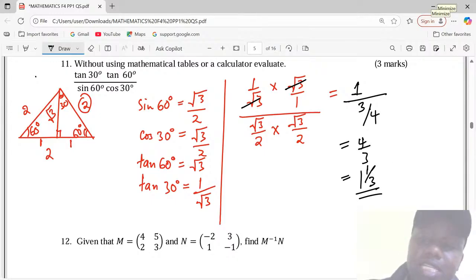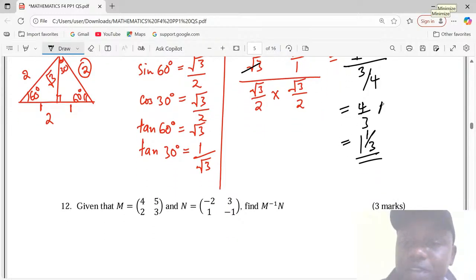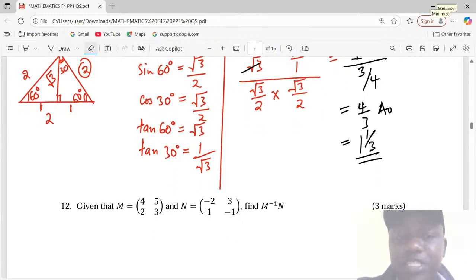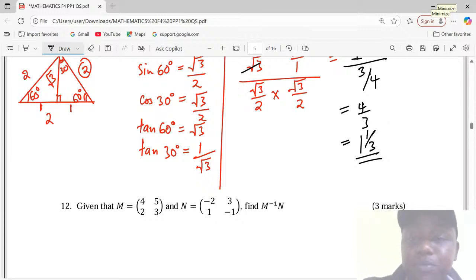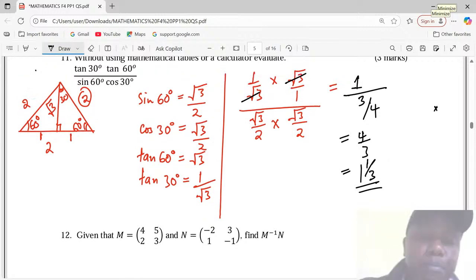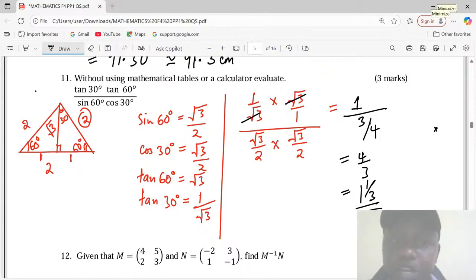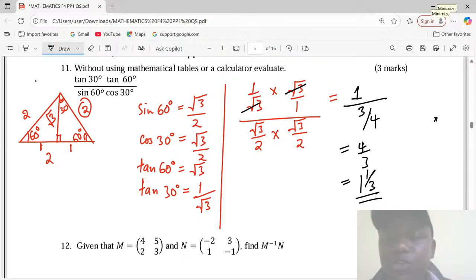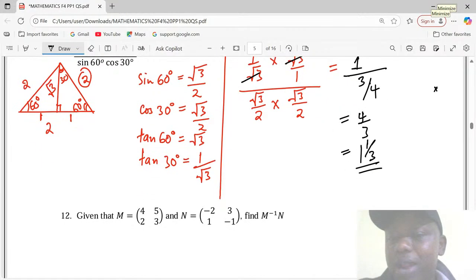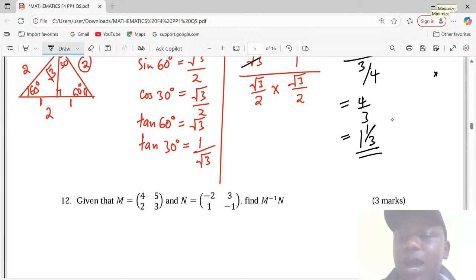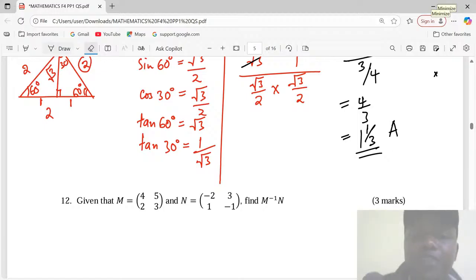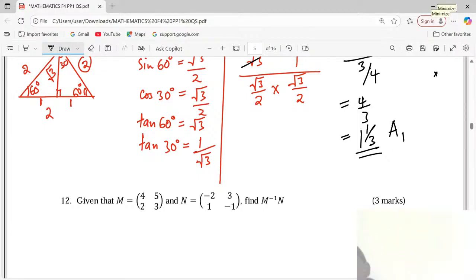Remember, you can't leave your answer at this point. You'll be given A0. The accuracy mark is not awarded at that point. You can't leave an answer as an improper fraction. So let us please know how to give mature answers like mature students who have been taught and who have gone ahead to revise. The accuracy mark should be 0 if the value is an improper fraction.